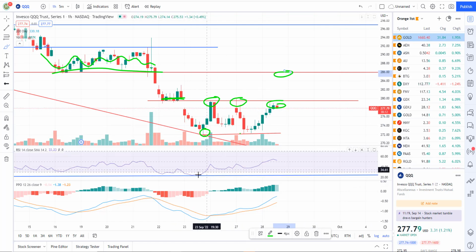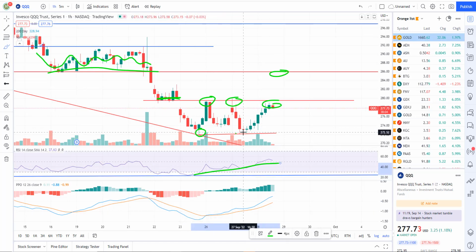You'll see here on the hourly chart, on the RSI, just short term, kind of mark it out right here. Some bullish divergence showing up again. So, you know, we could easily pop. 286 is the level I'm watching. At the end of the day, we're just chopping around. So this is the range right now.